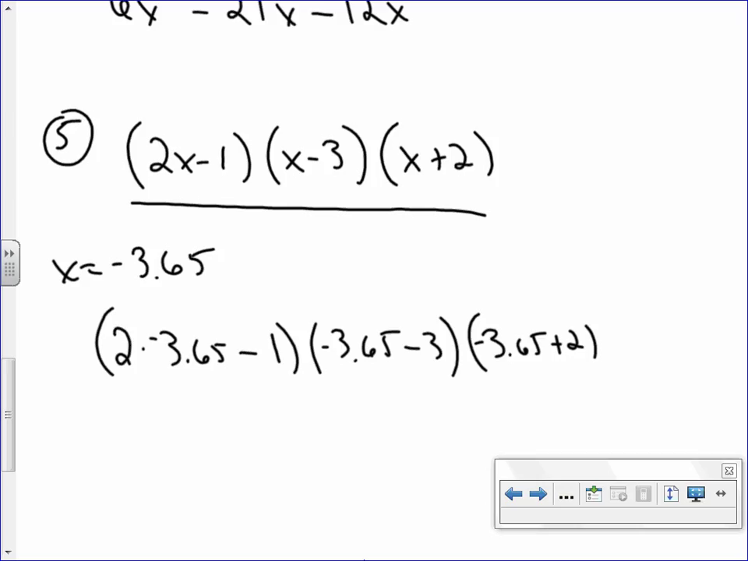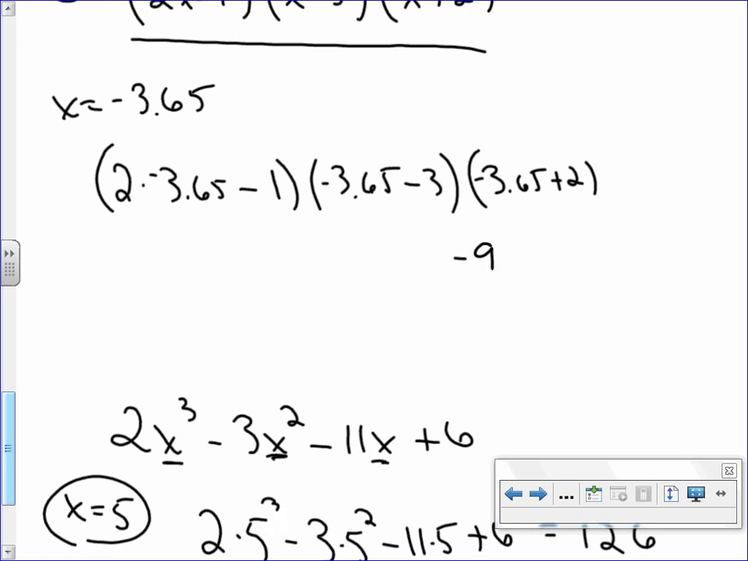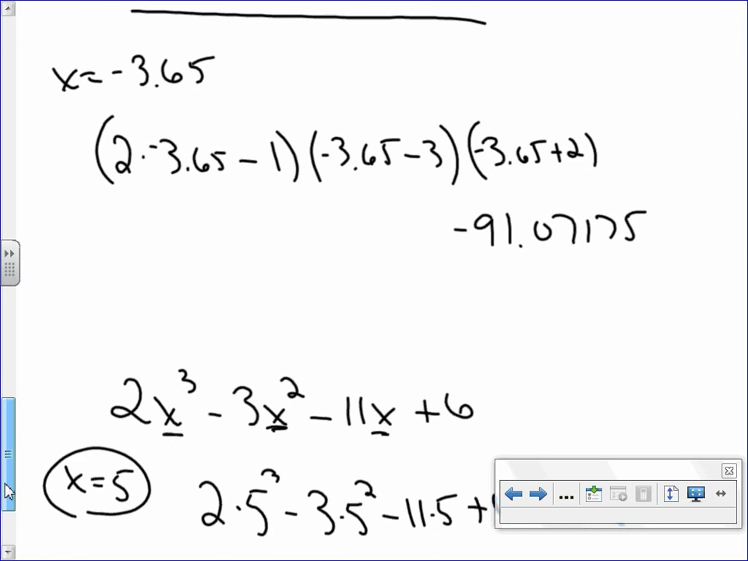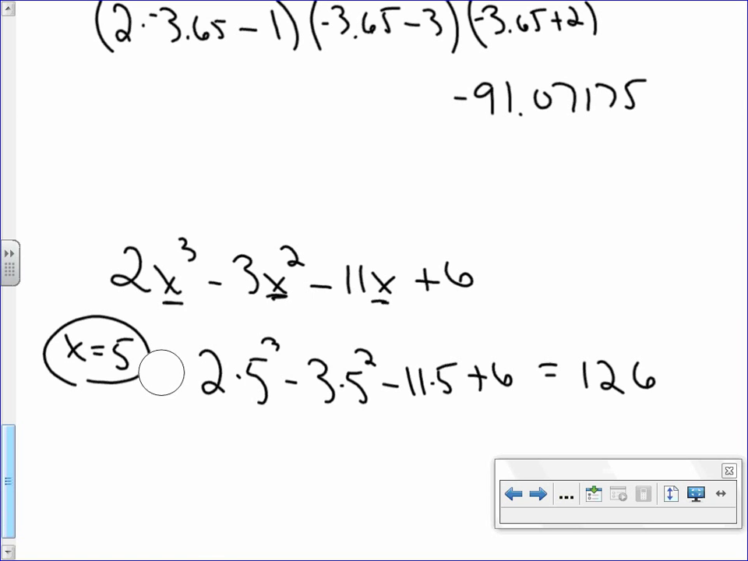Oh, I got a big number. Negative 91. We have a whole bunch of stuff at the end of it. I said you don't have to write this all down, I'll get it up here. Negative 91.07175. Okay?